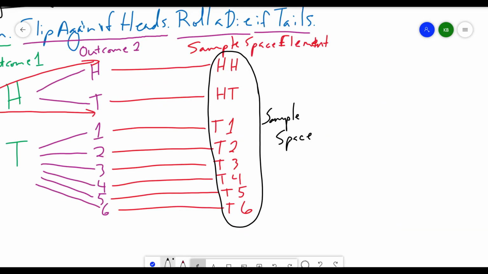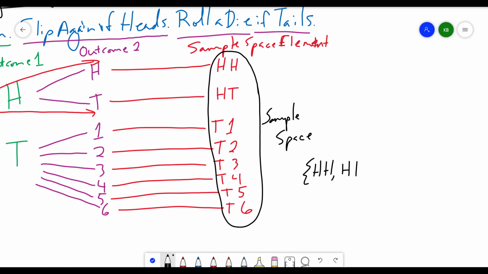And I should write my sample space with curly brackets, and I list out all the elements with commas in between them. So heads, heads, heads, tails, tails 1, tails 2, tails 3, tails 4, tails 5, tails 6. And that's the sample space that I get from running this experiment.